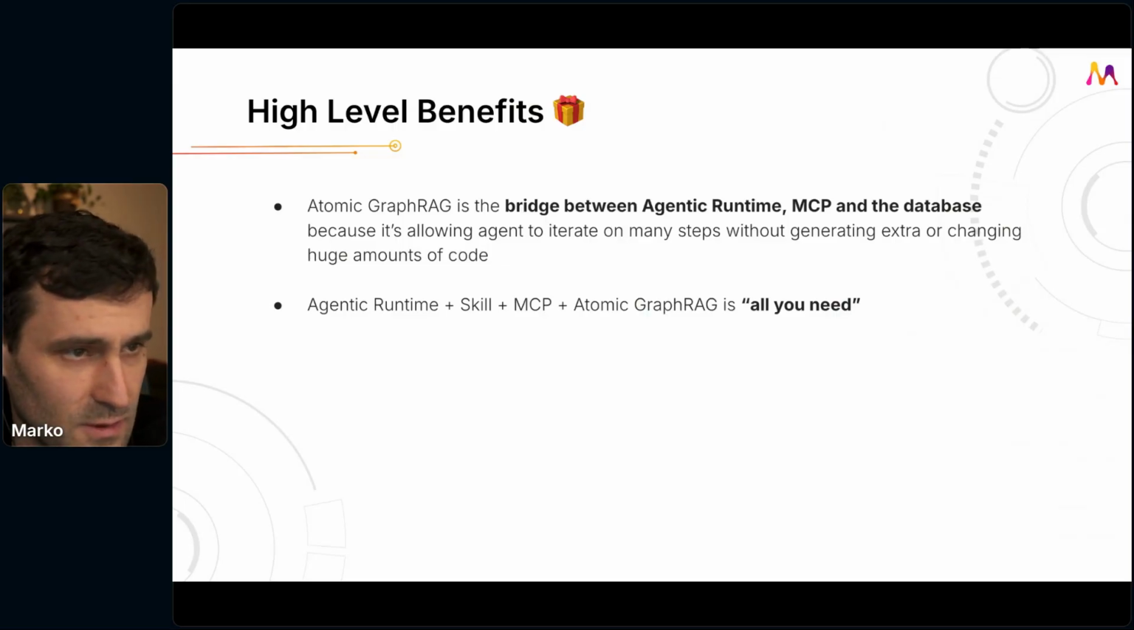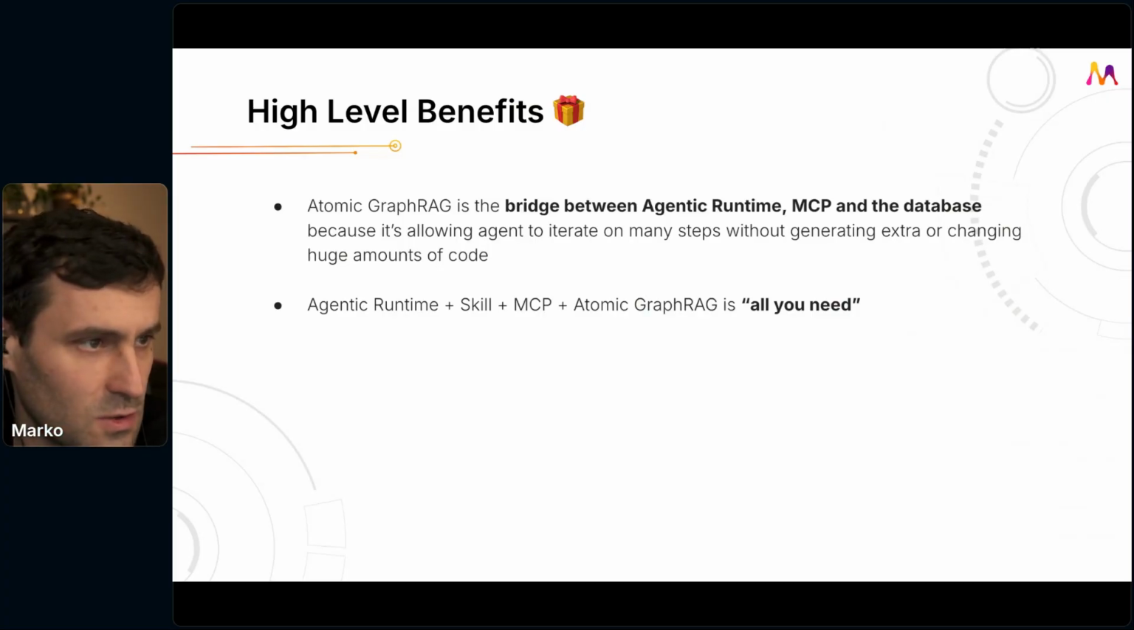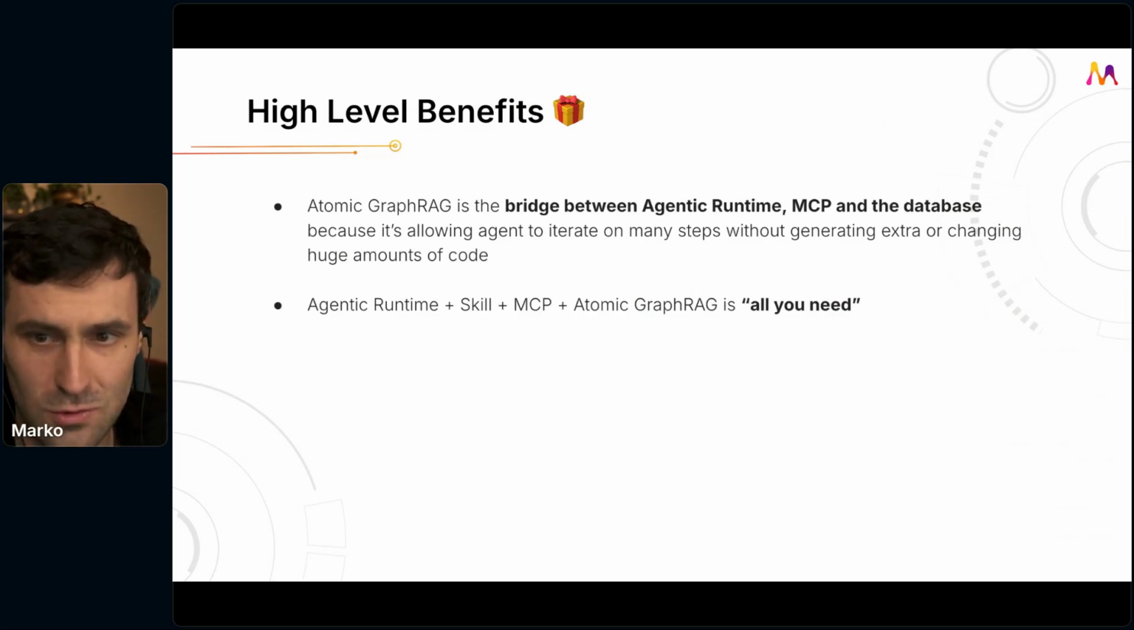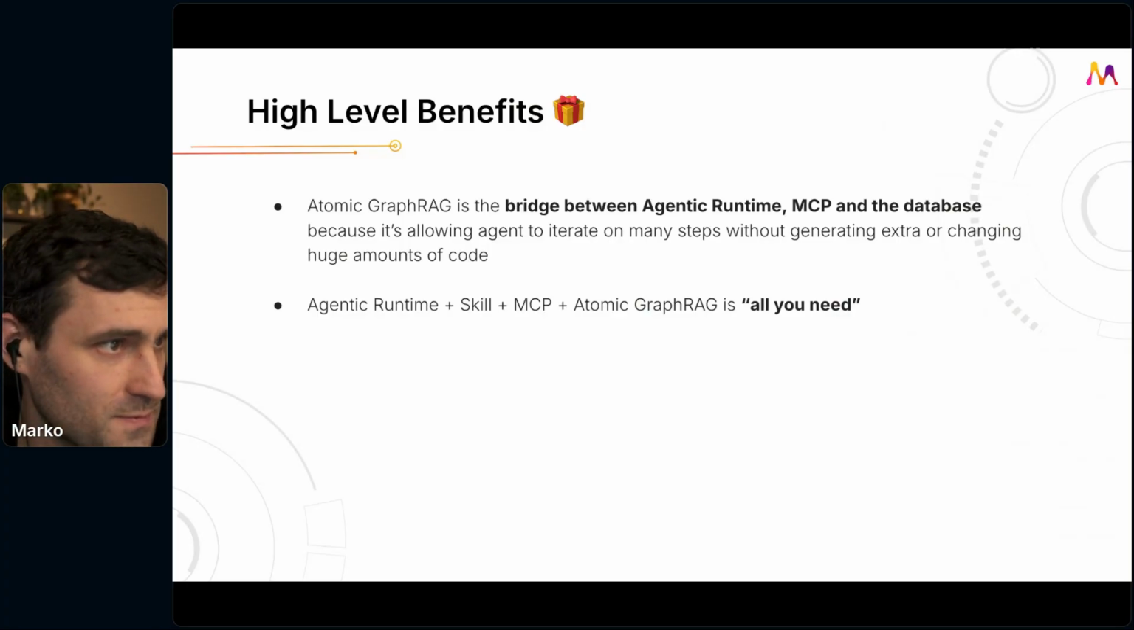Basically, the hypothesis is that agentic runtime plus skills plus MCP and Atomic GraphRAG is all you need. And I actually have an example on that. Why is that so? Basically, with those four, it's possible to build very advanced pipelines and answer very advanced questions.